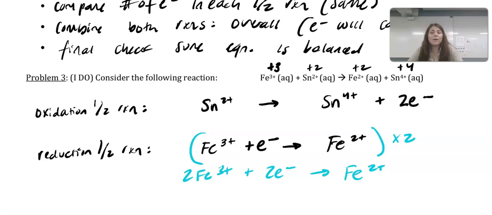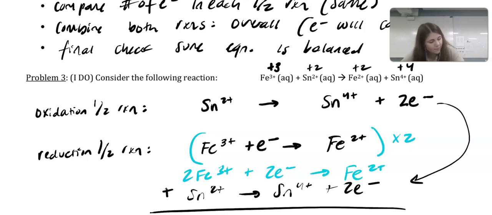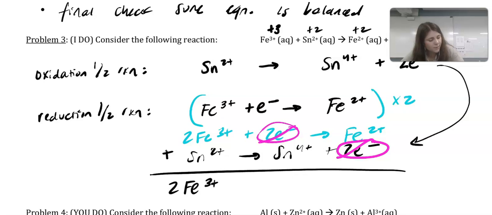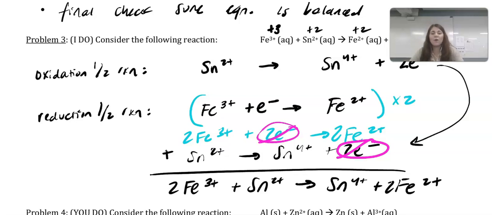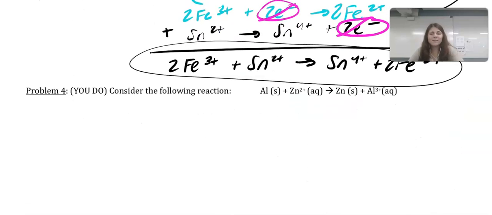Now I can add both my oxidation and reduction together. I'm going to bring this one down here so you can see it a little bit better. To add these together, my 2 electrons will cancel on either side. And my overall will be 2 Fe3 positive, Sn2 positive, Sn4 positive, and, oh sorry, I forgot to put that 2 right there, 2 Fe2 positive. This would be our balanced overall equation. All right, so why don't you pause the video and try this one out yourself, and when you're ready, click play and I'll go over the answers.